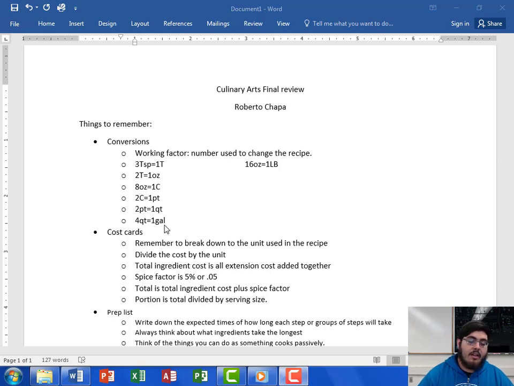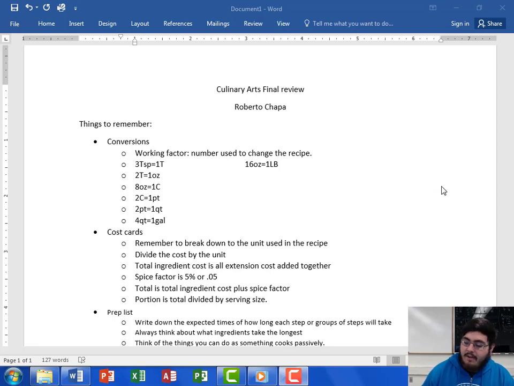The second thing you're going to see pretty commonly, not in every final but in at least 80% of the finals you're going to be working with, is a good chunk of cost cards. For the cost cards, it's a bit more tricky, but it's mostly just a lot of repetition. Something you need to remember is that when you're breaking down the recipe costs, you want to go down to the unit used in the recipe.